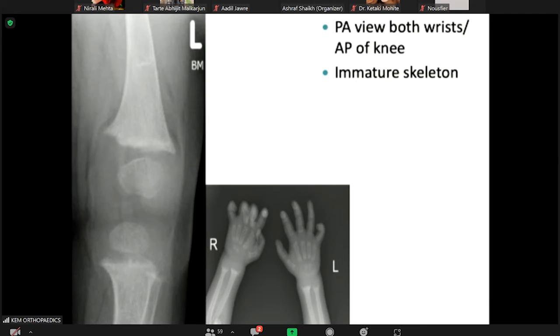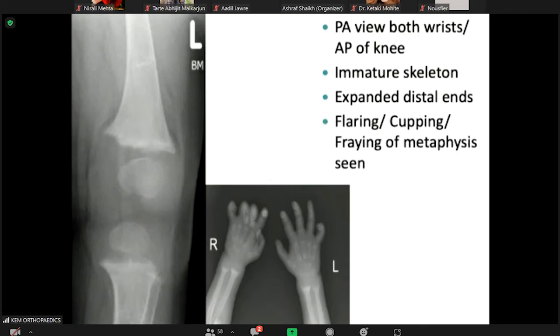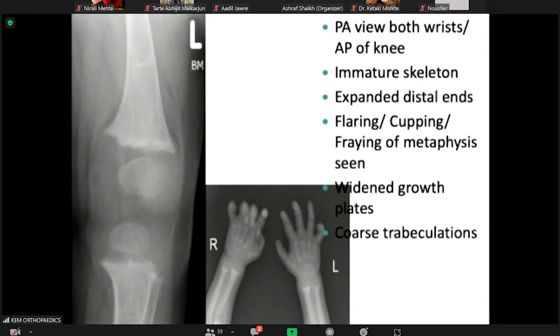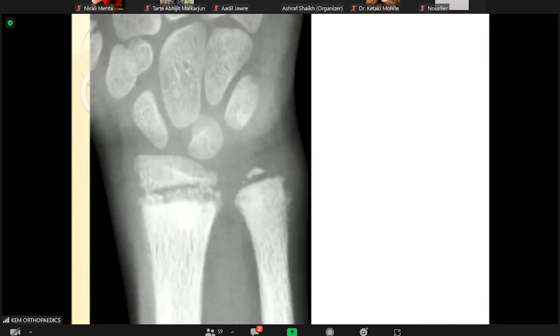Sir, this is a plain radiograph, anterior posterior view of both right and left hand with wrist. Immature skeleton. There is a widened distal end of both radius and ulna. So the classical fraying, cupping of the metaphysis, widening of the growth plates, coarse trabeculations, rickets.